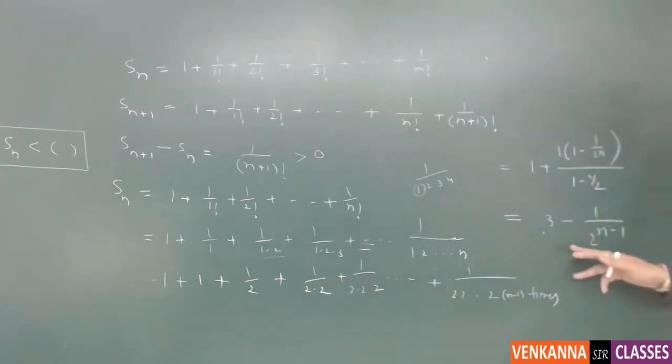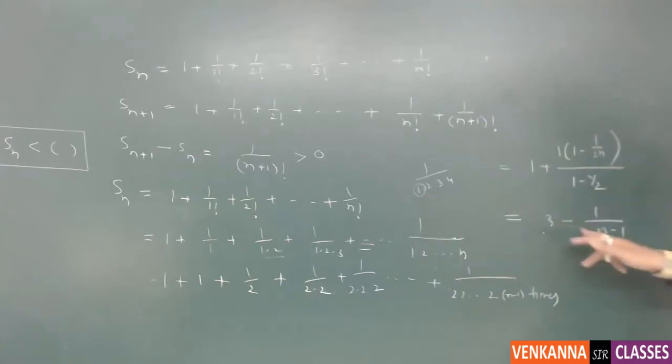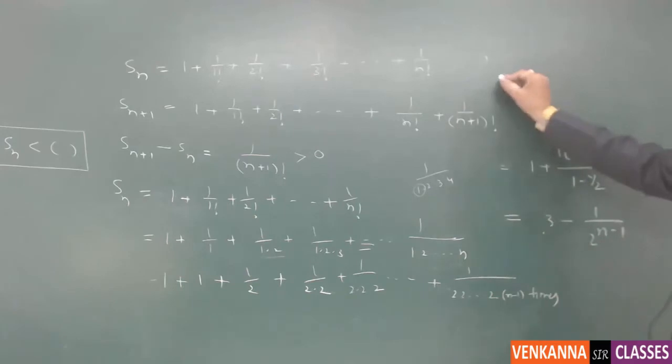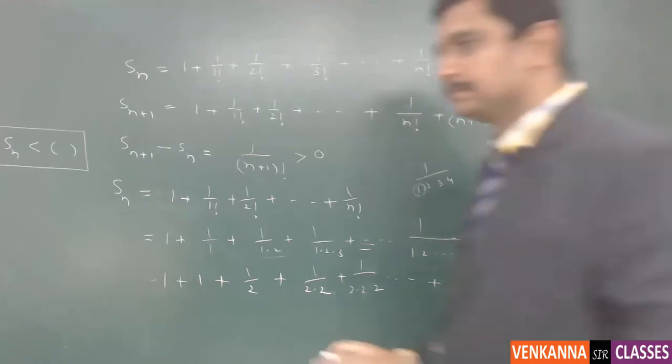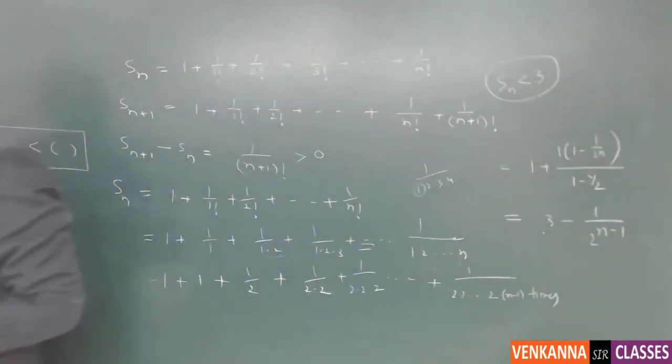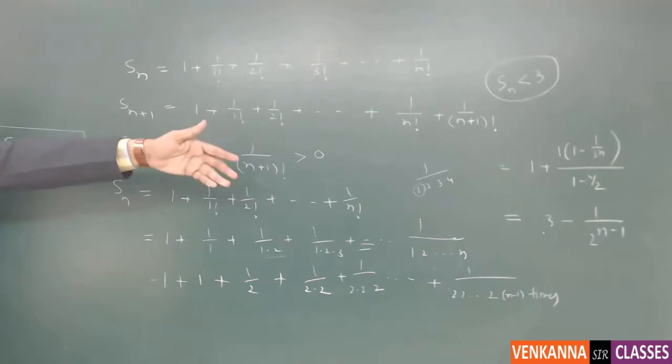So at this part, what happens? This whole value is nothing but 3 minus something. So Sn is less than 3. So the upper bound is nothing but 3. That was the concept. Earlier you proved that it is increasing. Now you have proved it has an upper bound. I have written the final answer on simplification.